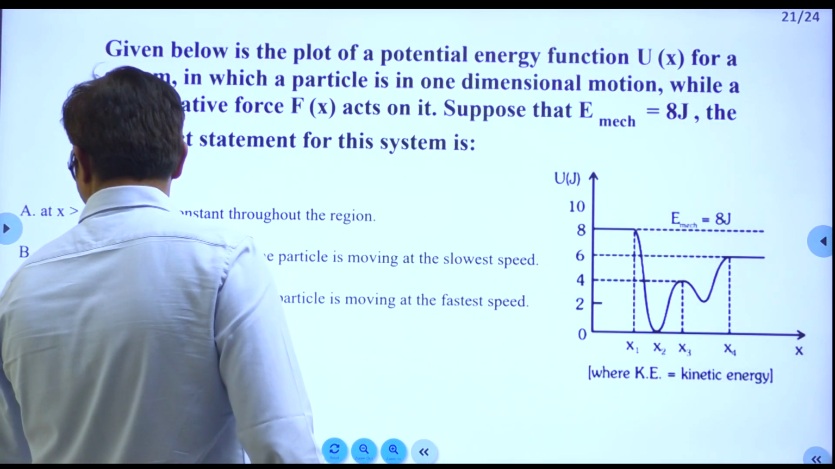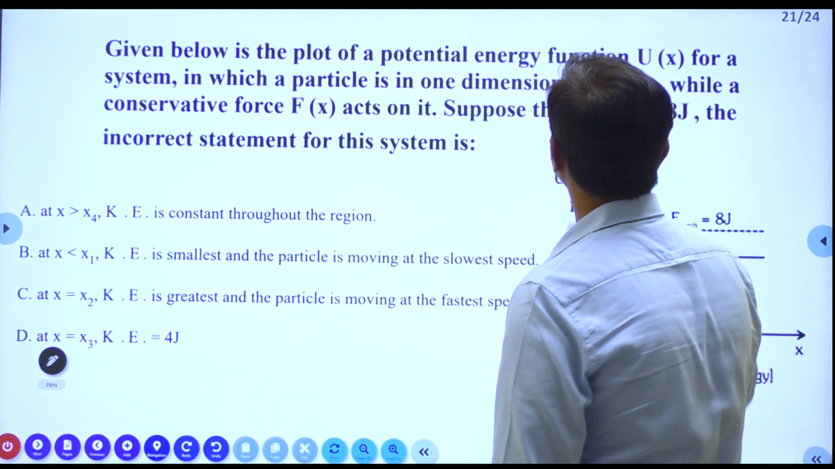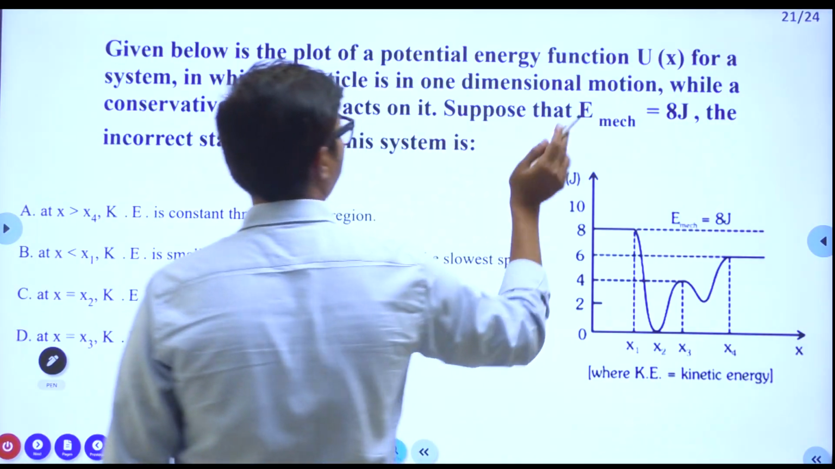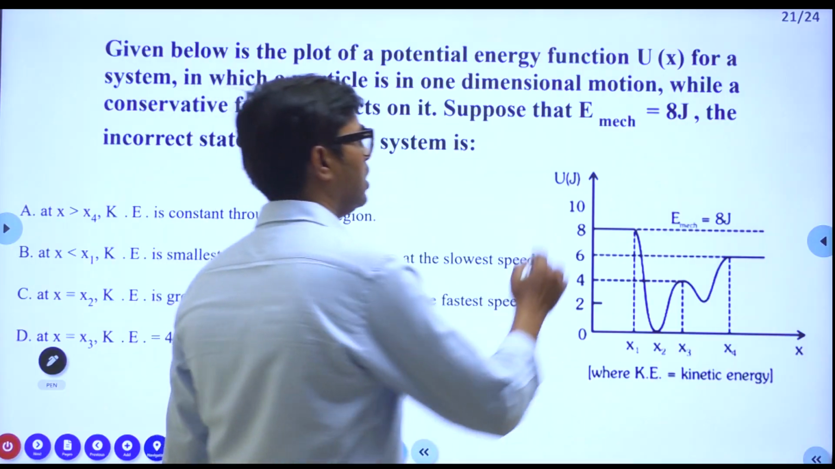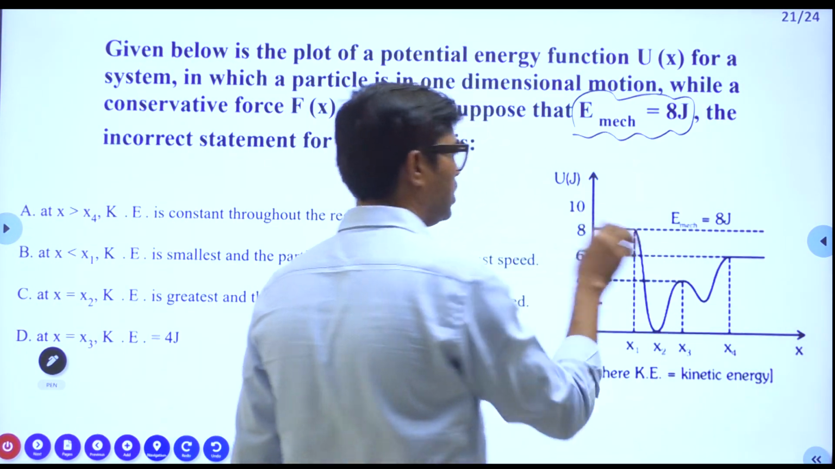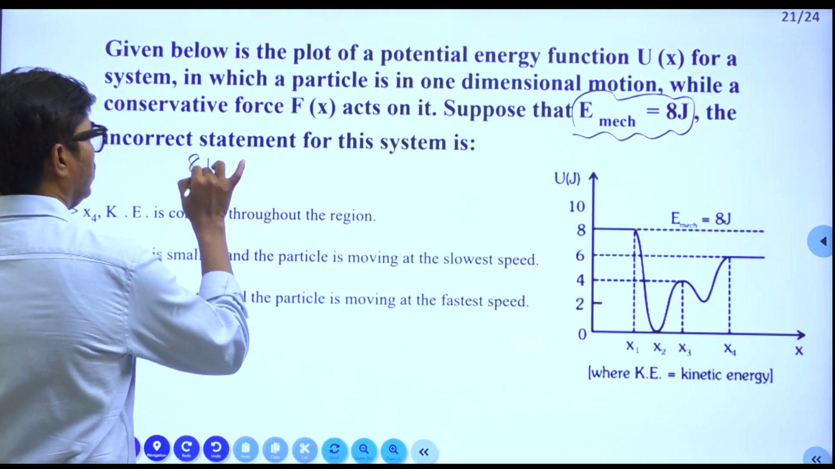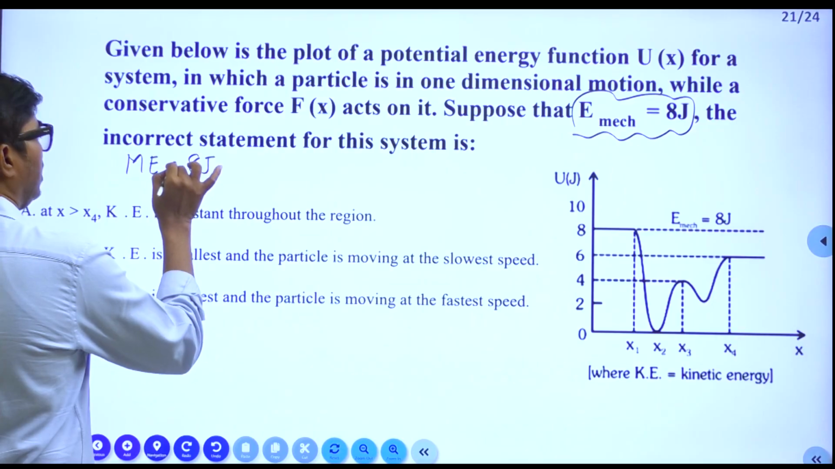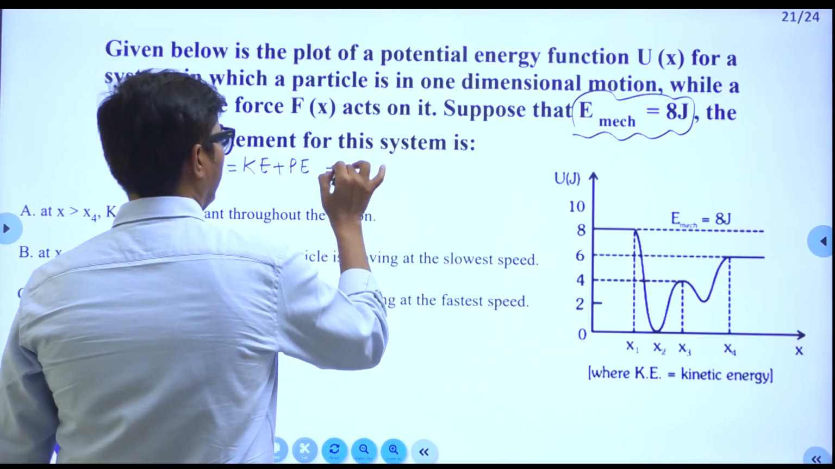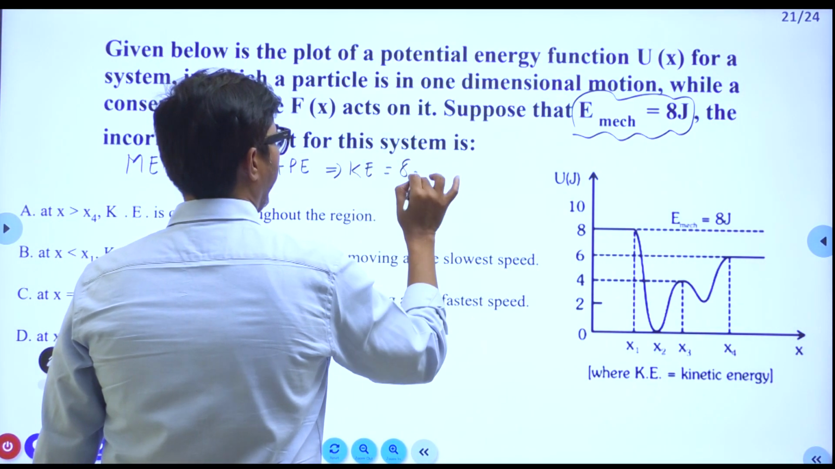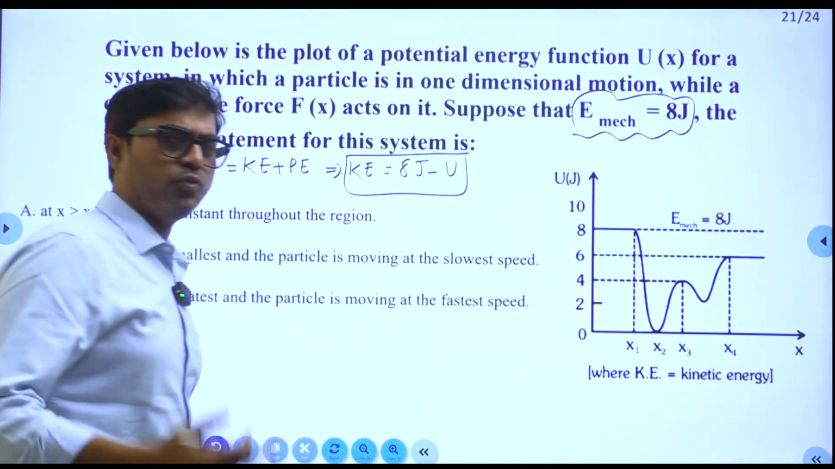Yeah, so this is somewhat theoretical, so try to look at it. Given below is a plot of potential energy versus x graph, in which the particle is in one-dimensional motion while a conservative force F of x acts on it. Suppose the mechanical energy of the particle is 8 joule. I am just introducing a particle whose energy is 8 joule. So this 8 joule is the total mechanical energy, and that is equal to kinetic energy plus potential energy. So if I want the kinetic energy at any point, that will be equal to 8 joule minus the potential energy. So the potential energy you can take from the graph and substitute here to find the kinetic energy.